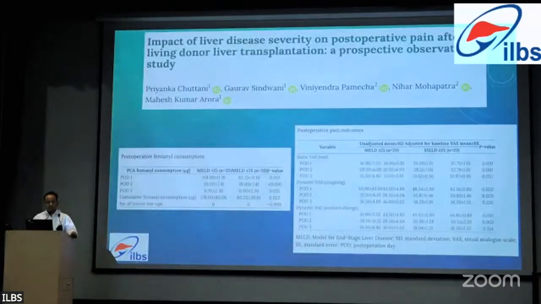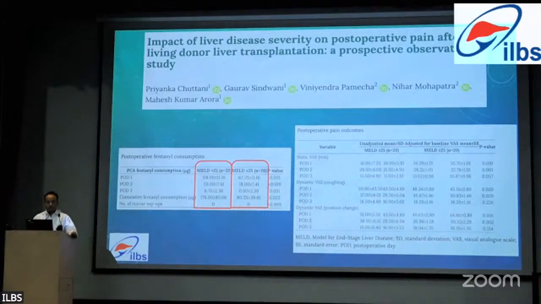This study is from our institute, from our department, where we try to look into the fentanyl consumption after the liver transplantation. And in contrast to the previous study, the fentanyl consumption we saw was very less. It was just 100 microgram in patients where the MELD score was less than 25, and around 62 microgram in patients where the MELD score was more than 25. And this was statistically significant.